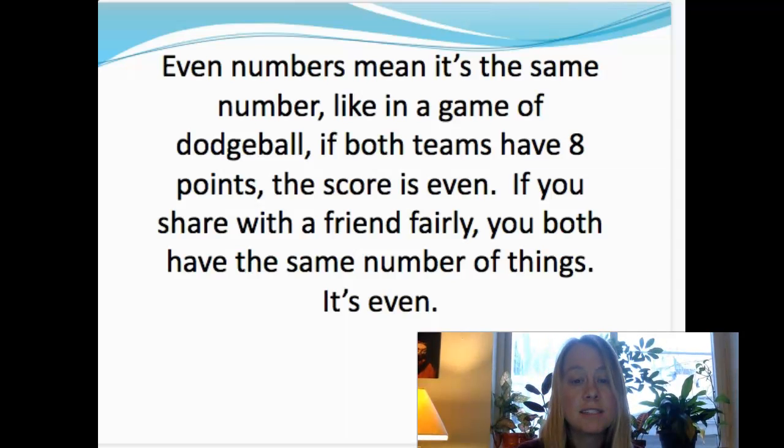Even numbers mean it's the same number on both. In a game, like in a game of dodgeball or soccer or basketball, if both teams have 8 points, the score is even. If you share something with your friend fairly, you both have an even amount of things, meaning you both have the same amount of things. So when we think about even numbers, they're things that we can split up into 2 parts equally, and both people or both teams would have the same.